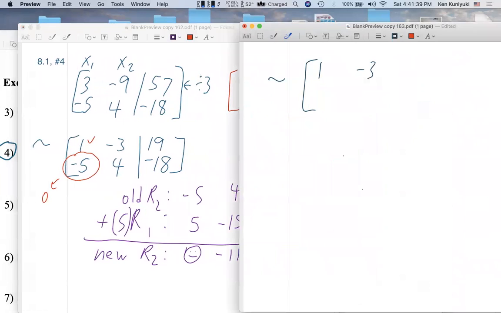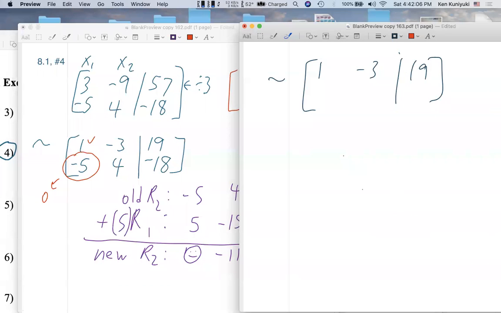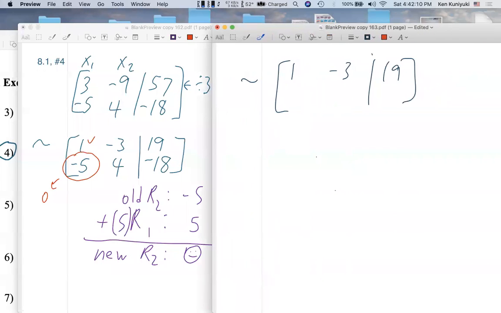Okay, I'm going to rewrite this new row equivalent matrix. That's why I have the tilde there. No point in writing an equal matrix, because you're just copying the matrix. Okay, 1, -3, 19. Now, some students might say, wait, I thought we multiplied by 5. Yes, that was a temporary step, but you want to revert back to the original first row, like the 1 there. We did use row 1 and multiplied it by 5, but that was a temporary thing. Now we have the new row 2, that's your 0, -11, 77.